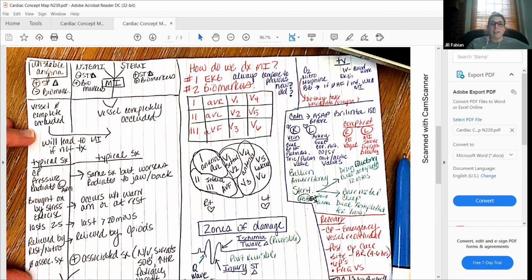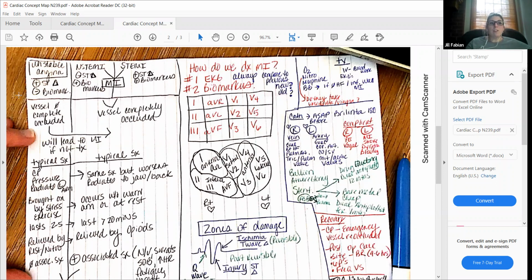And then unstable angina is just going to be the opposite, okay? Because it's not going to be both, because ST elevated MI is both. It's not going to be the non-ST elevated MI, because that has the positive biomarkers and no ST elevation. So the unstable angina has the ST elevation, but the biomarkers are negative, okay?